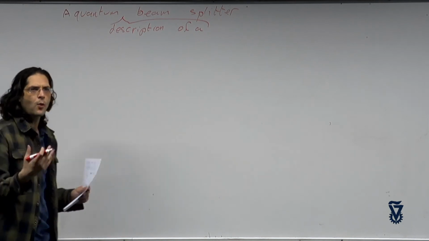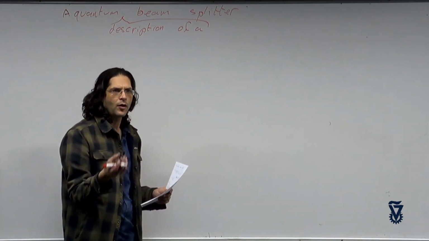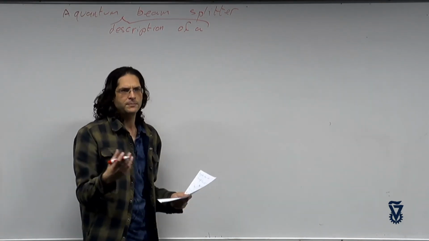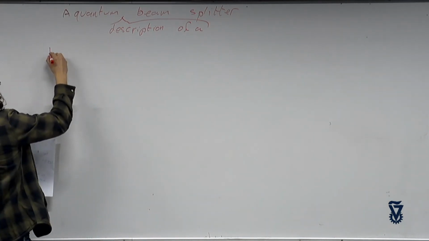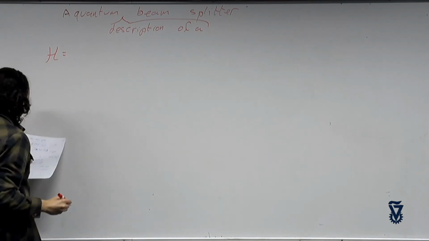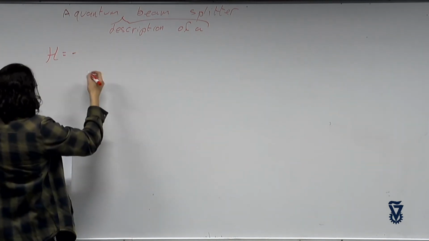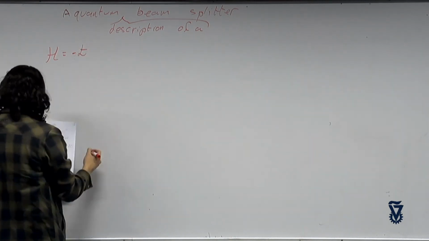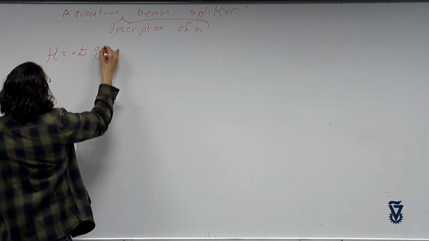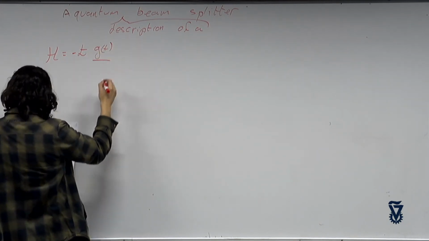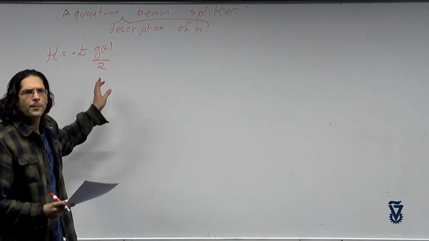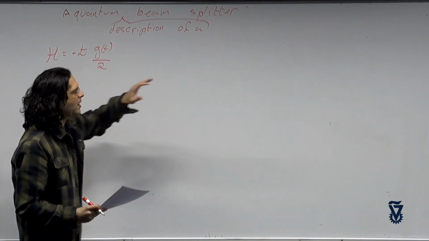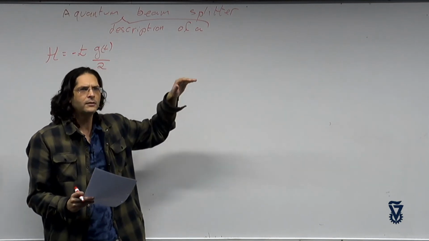Because at the end we want to know, on the quantum level, our quantized fields, how this beam splitter is going to affect them. So the Hamiltonian is minus h bar g of t over 2. G is some coupling parameter. It's a parameter that couples A to B.